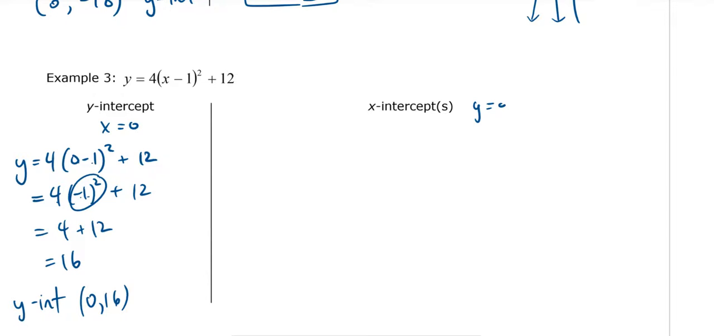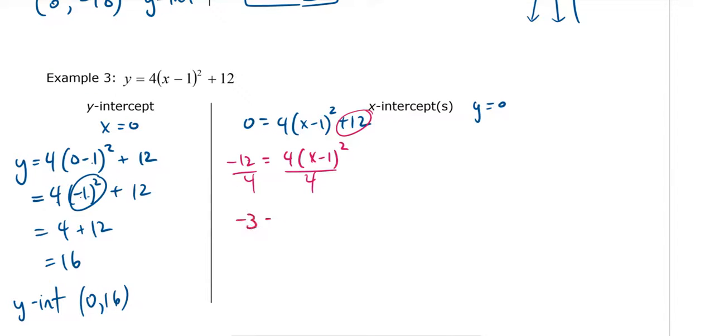X-intercepts. So y equals 0. So make the y equals 0 in the equation. So 0 equals 4 times (x minus 1) squared plus 12. Solve for x. So you can start by subtracting 12 from both sides. So minus 12 equals 4 times (x minus 1) squared. Then I'm going to divide both sides by 4. So negative 12 over 4 is negative 3. The 4 here on the right cancels, leaving me with (x minus 1) squared.